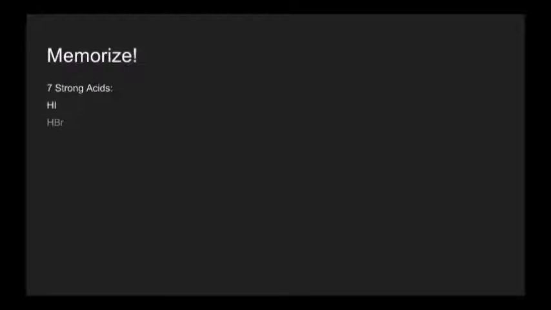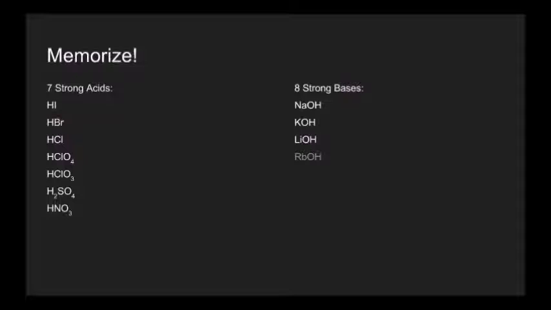Moreover, we should memorize these strong acids: hydroiodic acid, hydrobromic acid, hydrochloric acid, chloric acid, perchloric acid, sulfuric acid, and nitric acid. Meanwhile, looking at strong bases, there is sodium hydroxide, potassium hydroxide, lithium hydroxide, rubidium hydroxide, cesium hydroxide, calcium hydroxide, barium hydroxide, and strontium hydroxide.